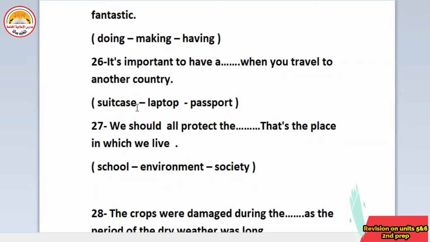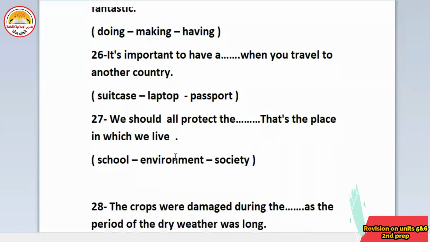Number 27. Who can answer? Minna Hussein. We should all protect the environment, that is the place in which we live. Very good, thank you. It's correct. So number 27 will be, we should all protect the environment, the place in which we live.